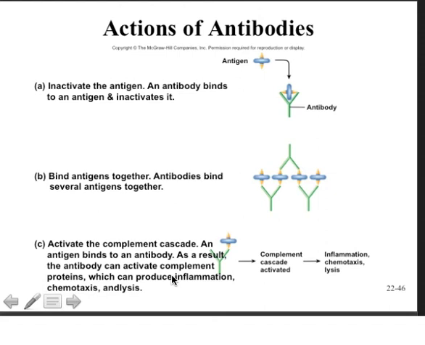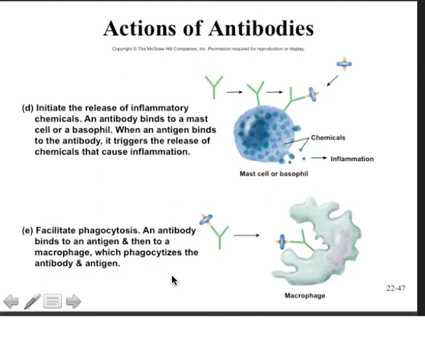Chemotaxis is simply the movement of, in this case, white blood cells towards diffusible chemicals that are produced in the area of the injury or the infection that draw the white blood cells to the area where they can do the most good fighting the pathogen. And of course, lysis is simply cell rupture.